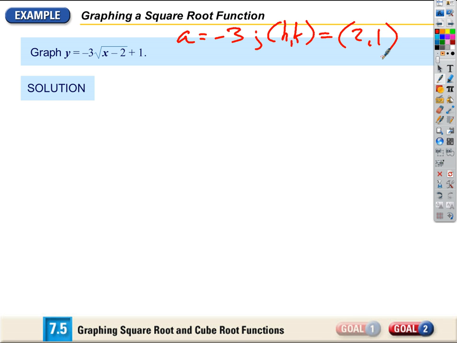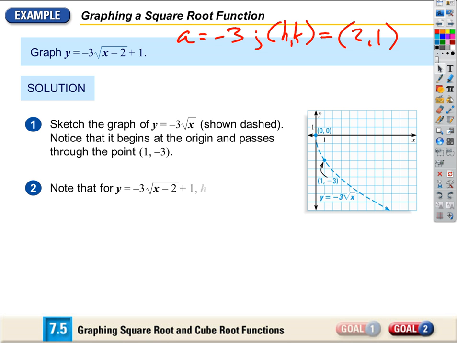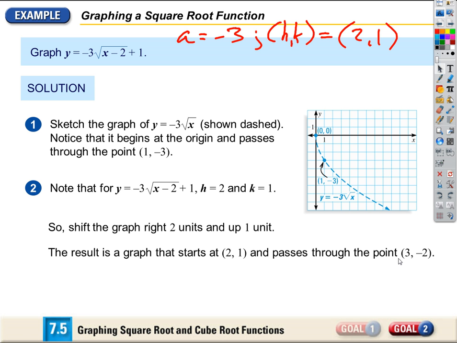We go over 2, up 1, and then we're going down 3, so I scoot 1 to the right and down 3 to get my other point, right? Get 2 points that define the sketch. Right? So there's my starting point, 2, 1, and then if I go right 1, I go down 3 to get my second point, and that's enough.